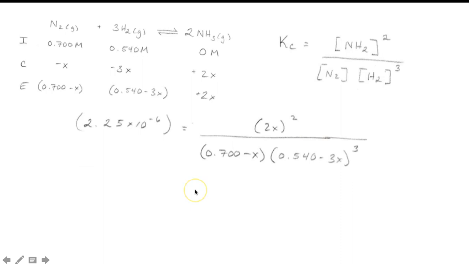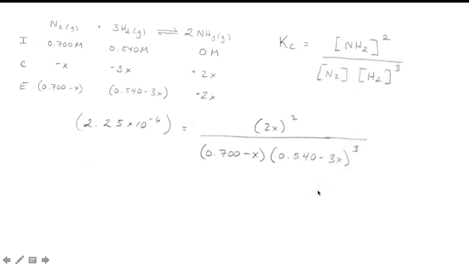All we need to do now is link this equilibrium concentration, which is now expressed in terms of x, to our equilibrium constant. So in that case, we are just plugging in our variables. So here is our Kc. Here's our concentration of our ammonia raised to the second. Here's our concentration associated with nitrogen, and the concentration associated with hydrogen raised to the third power.